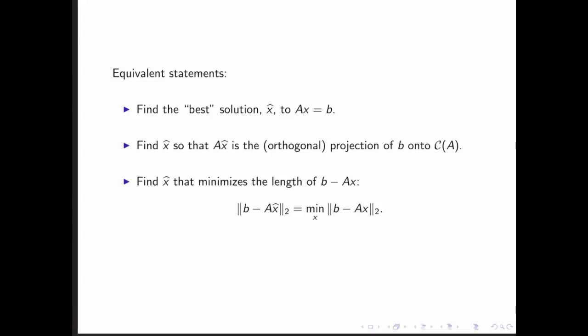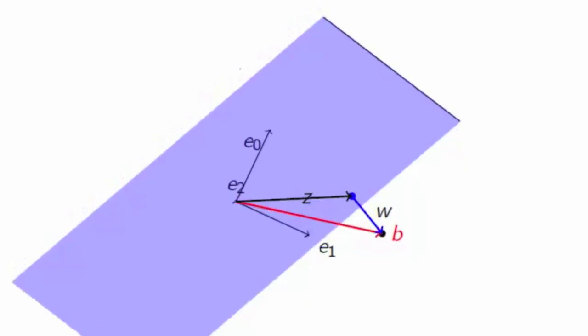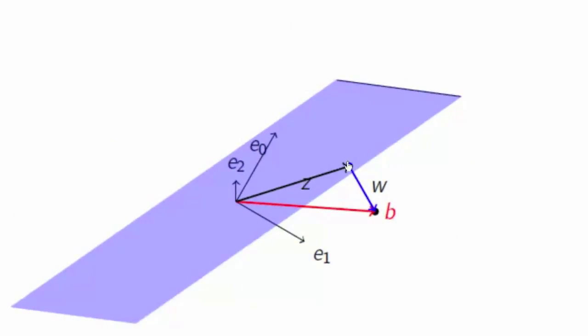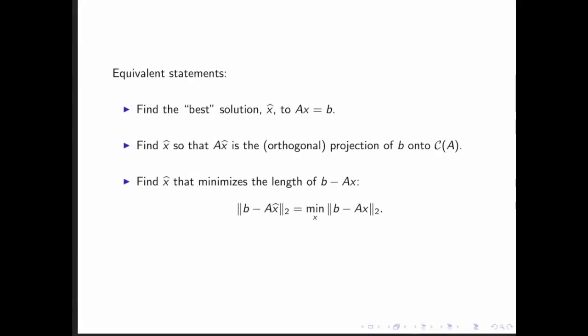What does that mean? Let's go back to our animation. This point that z points to is the point closest to the point. What do we have here? We have the vector b that is written as the sum of z plus w. Now, when the point that z points to is as close to the point that b points to as possible, the vector w is as short as possible. So that justifies this statement right here, because A times x hat is that vector z.